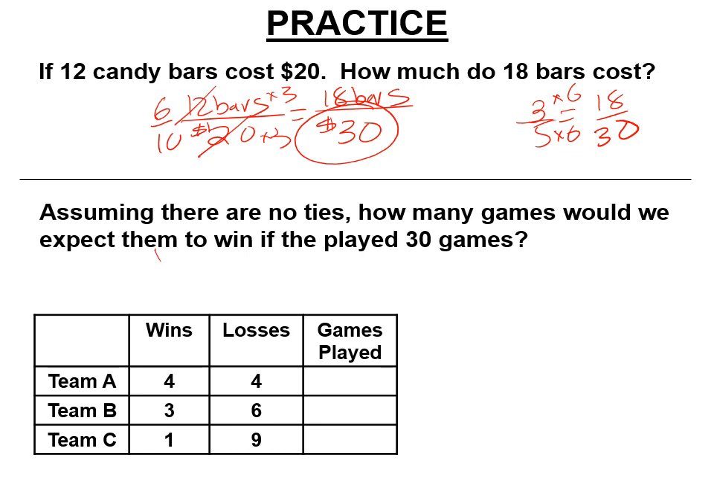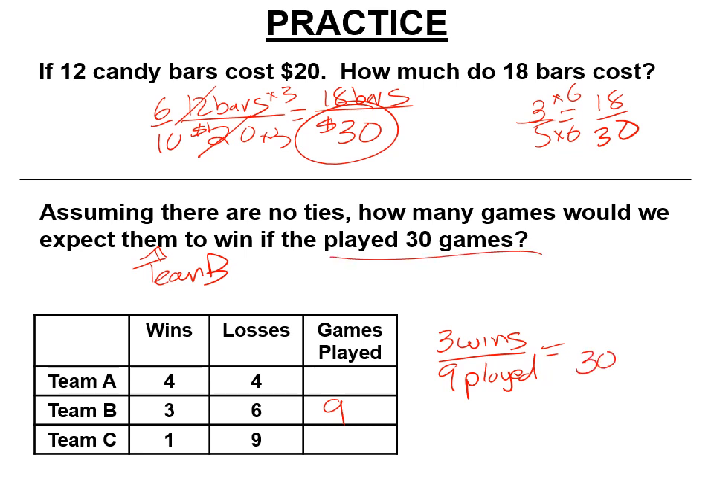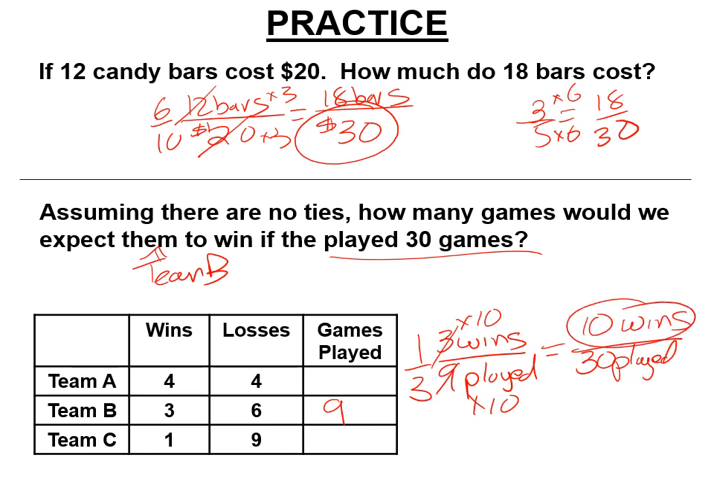Let's say team B here. So team B, let's see. They had 3 wins and 9 played, right? How about if they played 30 games, all right? So they played 30. That has to go there. Well, we'll simplify that to 1/3. 3 times 10 is 30. So they're winning 1/3 of their games. We would expect 10 wins out of 30 played.